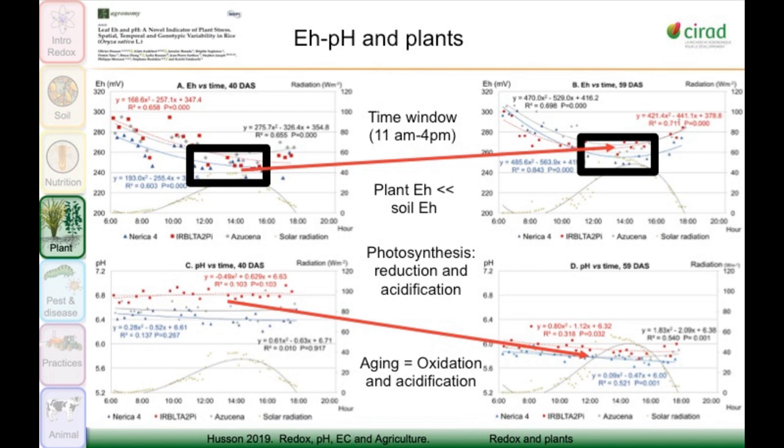Then we have EH and pH. We have rice 40 days old, and we measure continuously from 6 in the morning to 6 in the evening. We are in the tropics. It's done in Benin, from before sunrise to after sunset. And this curve is the light at the moment of the measurement. We have three different varieties, and what we see is that redox is going down, then there's a plateau, and then it's going up, and pH is slightly going down.